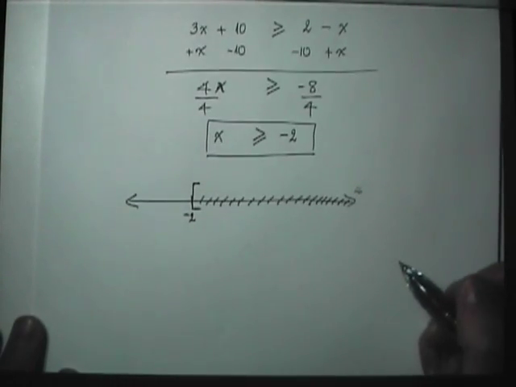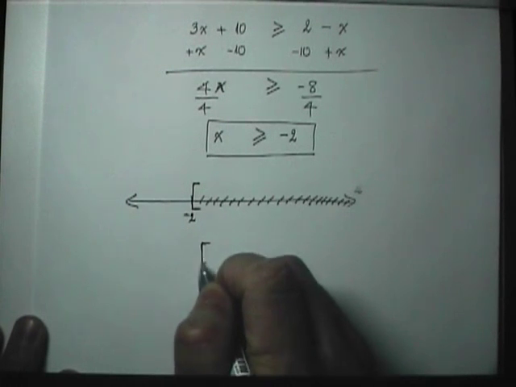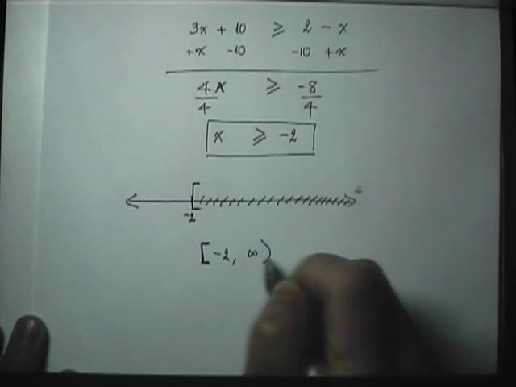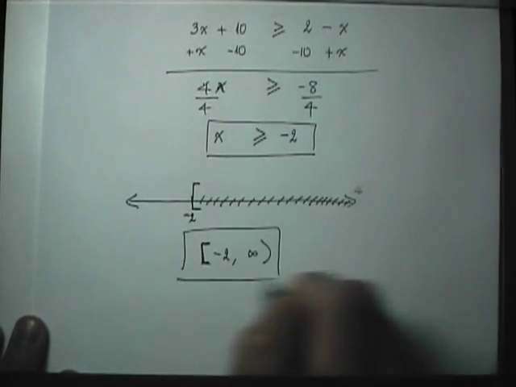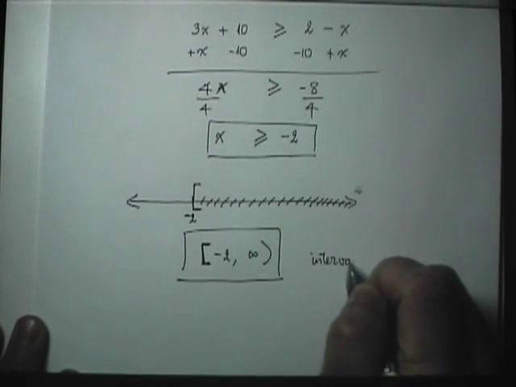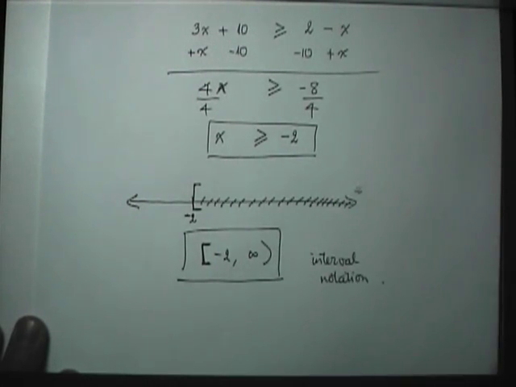And then finally, expressing the solution of the inequality in interval notation, all I do is write negative 2, comma, positive infinity. That's how I write the final answer in interval notation.